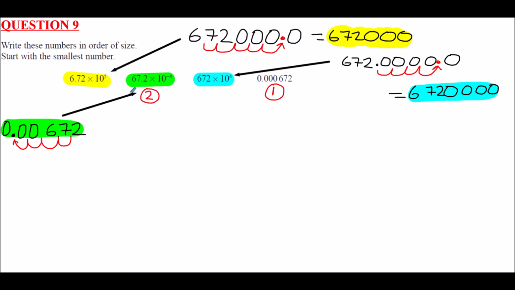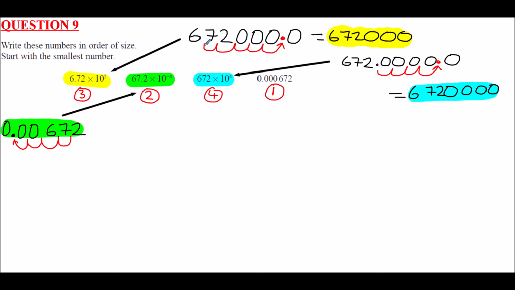The next one is going to be 672,000, which is 6.72 times 10 to the 5. Therefore, the biggest is this one. Now, it says write these numbers in order of size, so we need to write the numbers the question gave us. We don't do our versions of the numbers. We need to write these numbers here that have the circled numbers below.